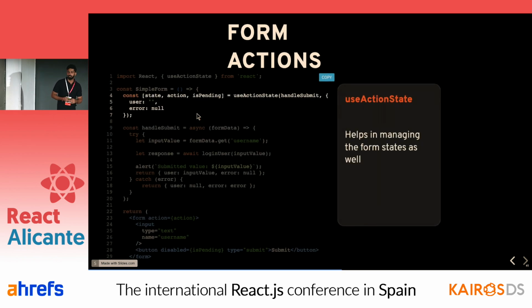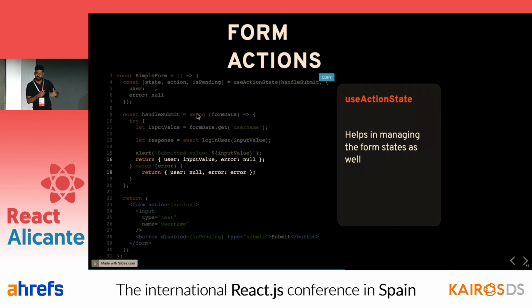Coming on to the next hook, that is use action state. Now this hook also takes form management to another step by giving you another API. You again get access to handle submit. You just give it the handle submit function, and you also can give it an initial state. Like if you see in this code snippet in lines 4 to 6, I'm giving it a default state of a user and an error state as well. And how I am updating the state is inside my handle submit function itself.